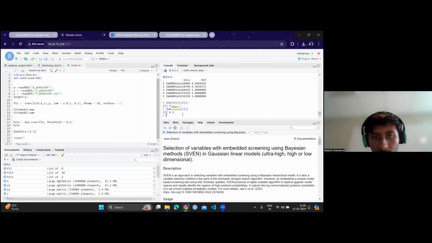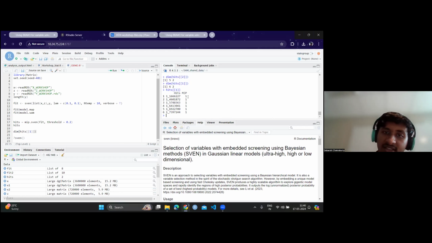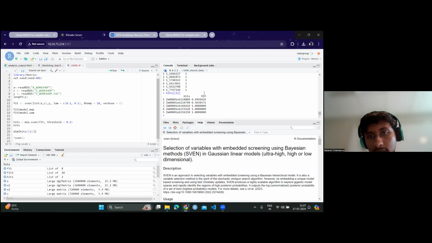Let's look at the SNPs first. So hits double bracket 1. That's how we extract elements from a list in R. So see, all the variables it has selected have really good marginal inclusion probabilities, that is, of 1. So it's fine. And now let us see the hits and extract the second thing from that.